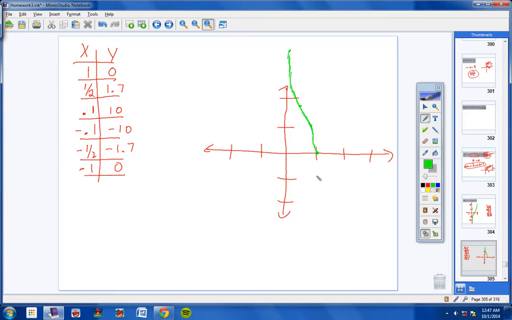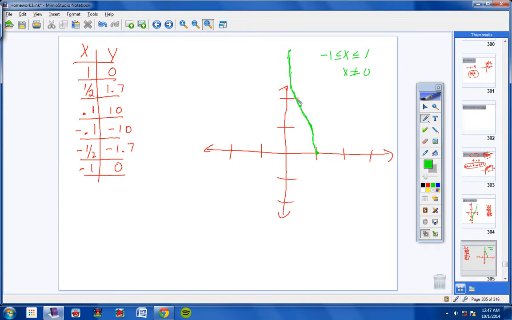Now you say, Mr. Arrow, how do you know it stops right here? Well, guys, we know that we can't go past 1. Remember our domain for x was less than or equal to 1, greater than or equal to negative 1. X cannot equal 0, so I know I can't go over here, so it's going to stop right here. Now, I'll leave that there for now.